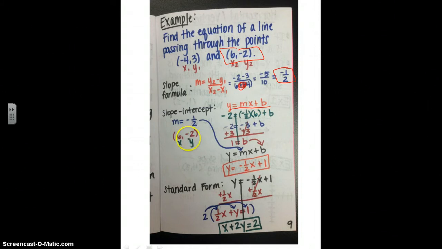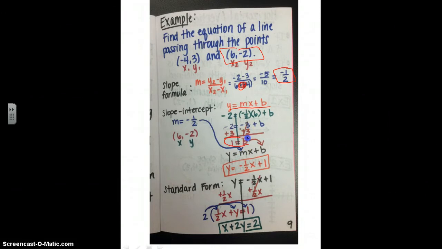So remember, take your point and you're labeling it, x and y. So y is -2 equals my slope, which is -1/2. That's what I found. And then x is 6 plus b. Now I'm just going to solve for b. So -1/2 times 6 is -3. And then I'm going to add 3 to both sides to get b by itself. And so b equals 1.